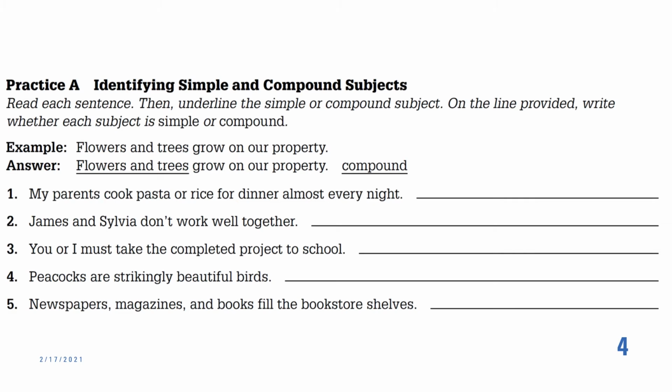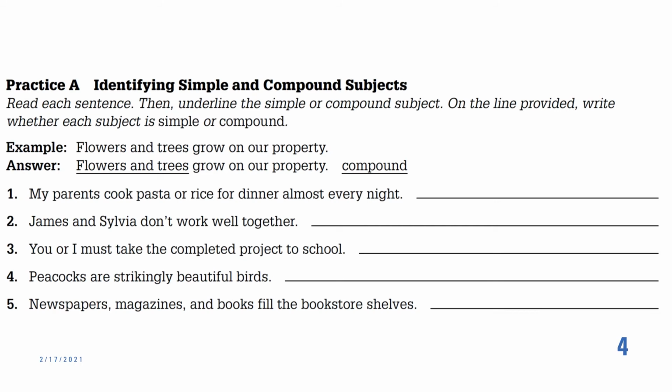A verb cannot be a subject. So therefore, flowers and trees. Then I have two words, flowers and trees, joined by the conjunction and. Therefore, it is a compound subject, and I write compound. So pause the video, do the exercise, then play the video and check your answers.